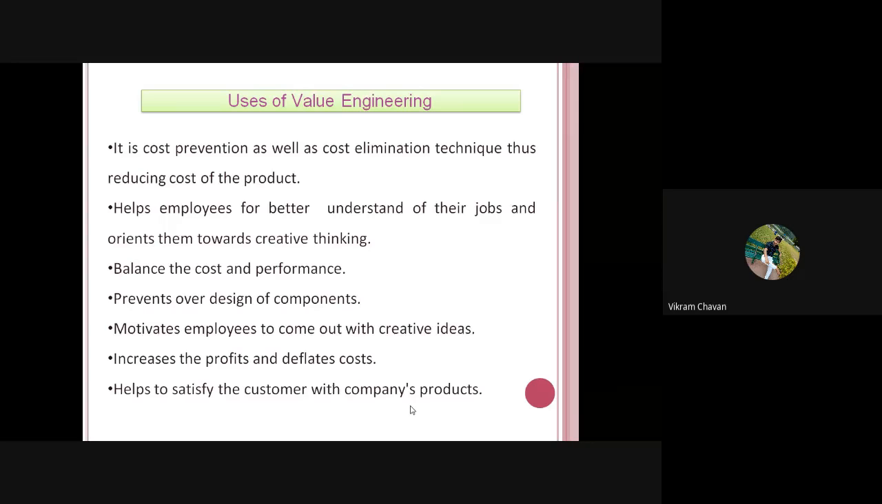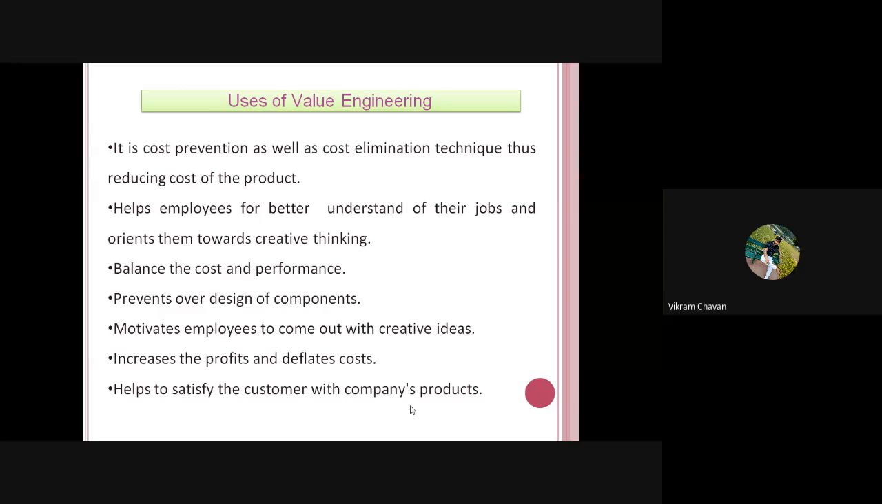Uses of value engineering. Write down: it is a cost prevention as well as cost elimination technique, thus reducing the cost of the product.